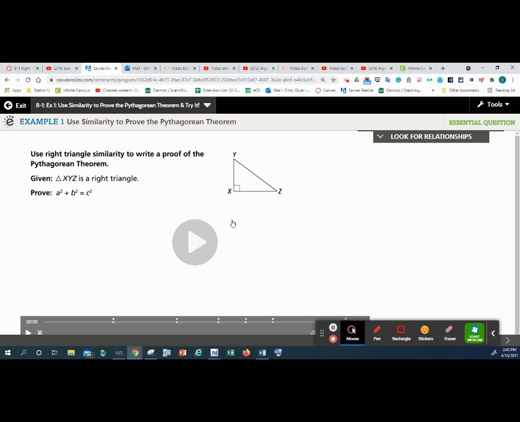So in example 1, we want to prove that that is actually true. How can we be absolutely sure that the sum of the squares of the lengths of the sides making up the right angle equals the square of the length of the hypotenuse? Let's listen.